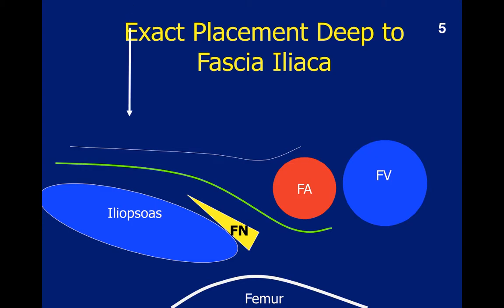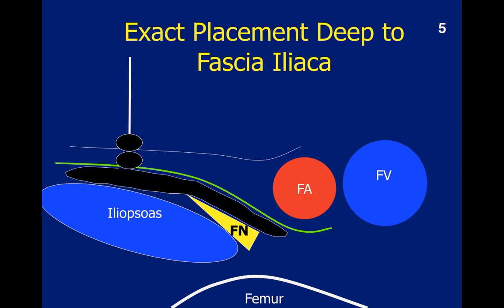This diagram illustrates how injection precisely deep to the fascia iliaca can produce extensive distribution of local anesthetic. The spread of injectate immediately deep to the fascia iliaca facilitates femoral nerve block without having to have immediate proximity between the injecting needle and the nerve.